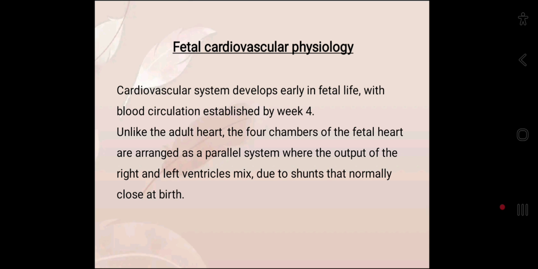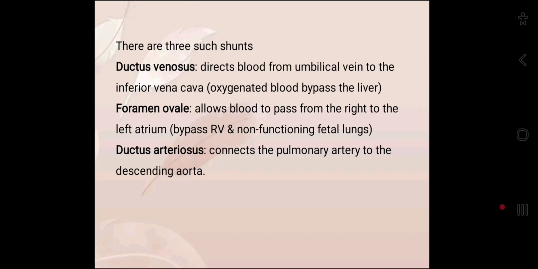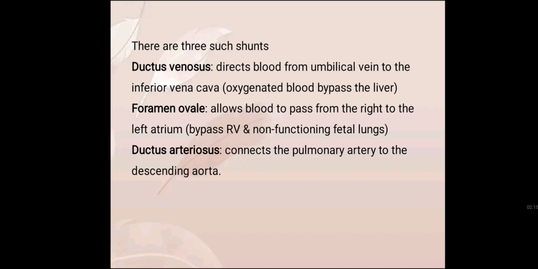But in the adult, blood from the right ventricle is pumped to the lung, to the pulmonary circulation, back to the left ventricle through the left atrium, then circulated to the systemic circulation, in series. This difference between the adult and fetal heart is due to shunts in fetal circulation that normally close at birth. These shunts are three: ductus venosus, foramen ovale, and ductus arteriosus.